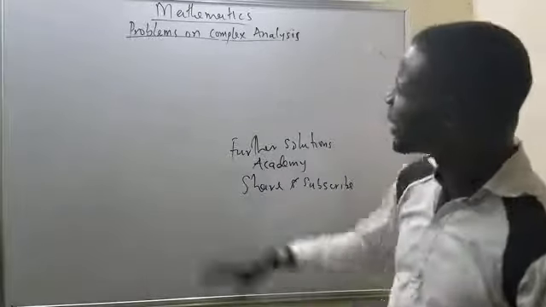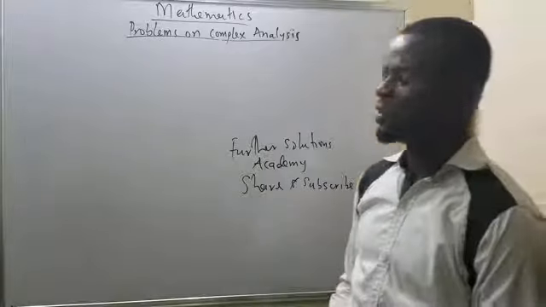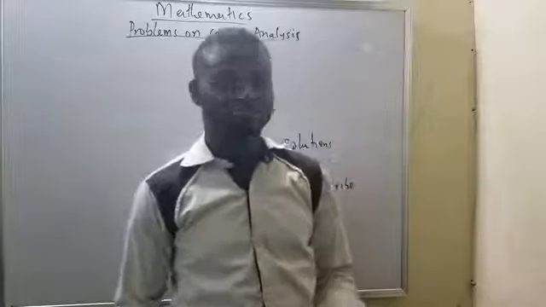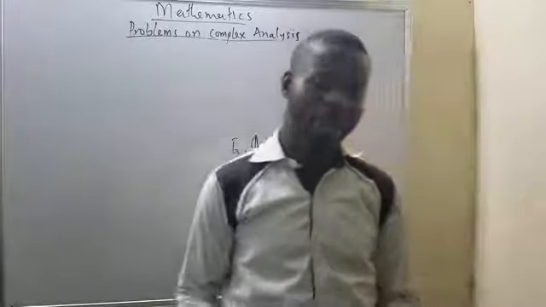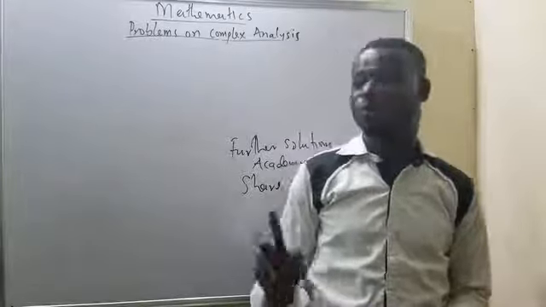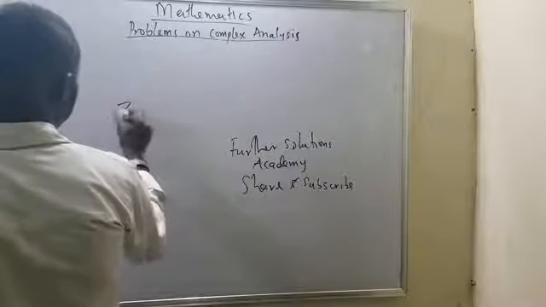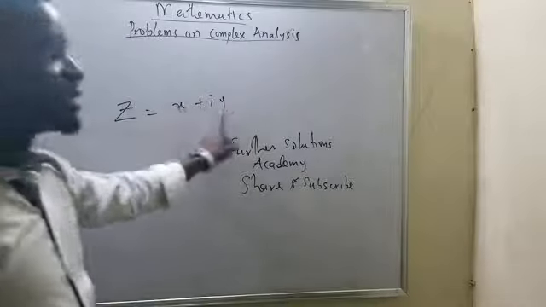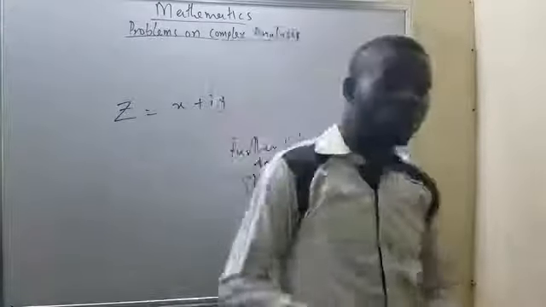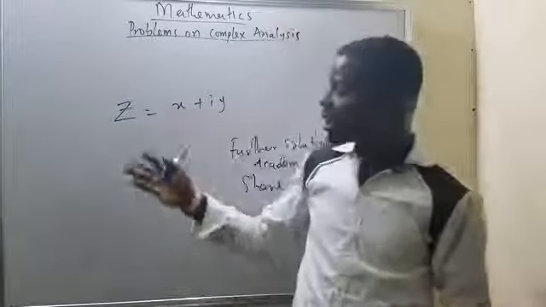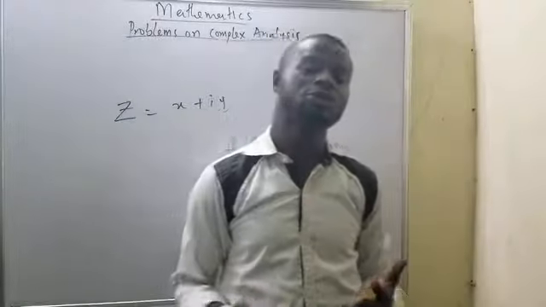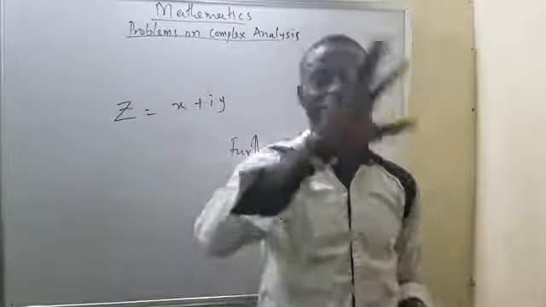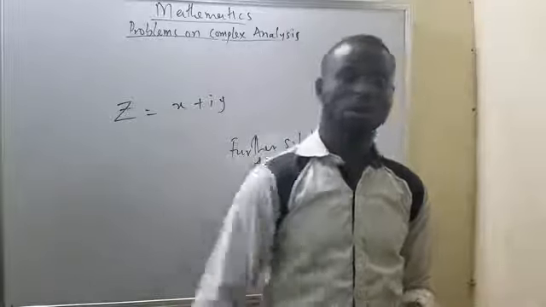Now, I am working on problems in complex analysis. In our previous video, we saw how a complex number is formed, the relation between z and x and y, where z is always equal to x plus iy, with x real and y imaginary. We now move on to what is called the Argand diagram, a way of representing a complex number on a Cartesian plane.